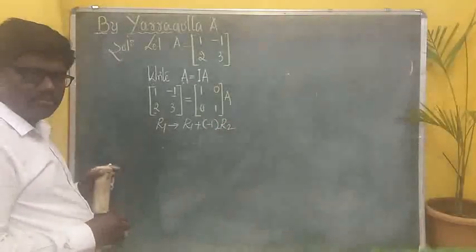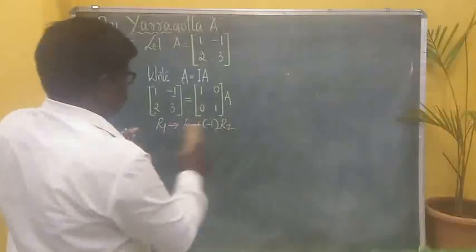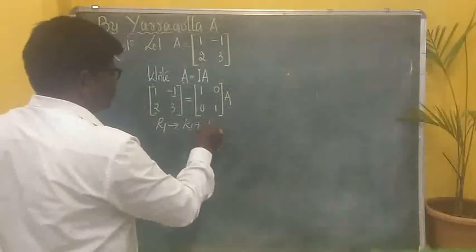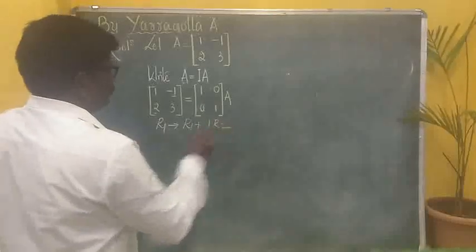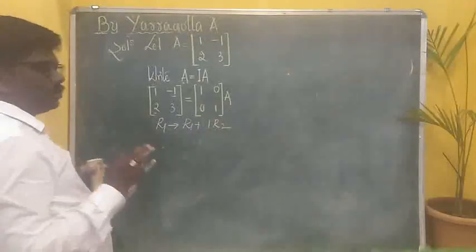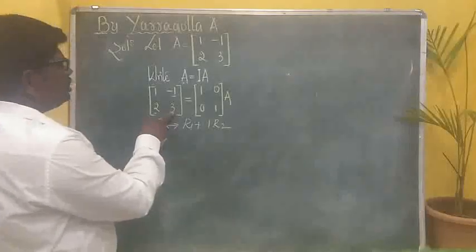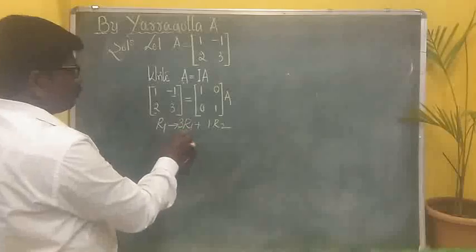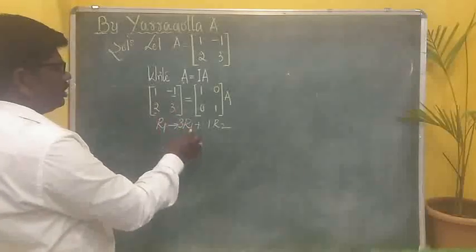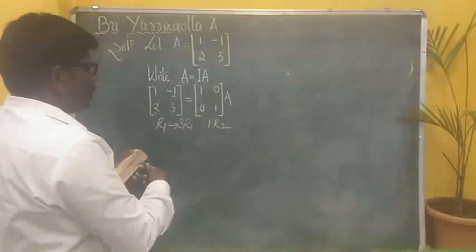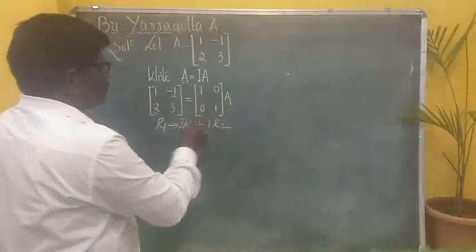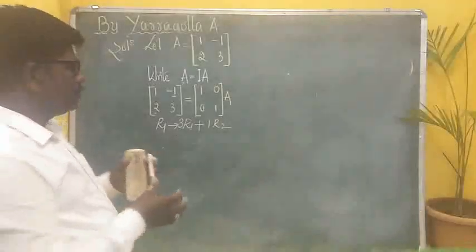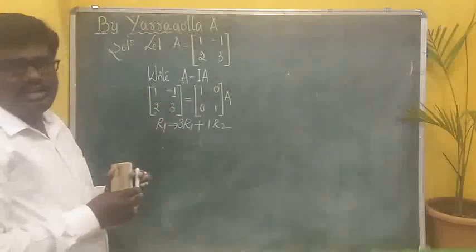Second row. Wait a minute. Don't take the minus sign. Just take 1. That's it. Just take the number. Don't take the sign. Now 3 is in the second row. Multiply that with the first row, row 1. So don't take the signs. Just multiply the numbers. Cross multiply the numbers. Now this is the rule that we need to follow for obtaining the next step.